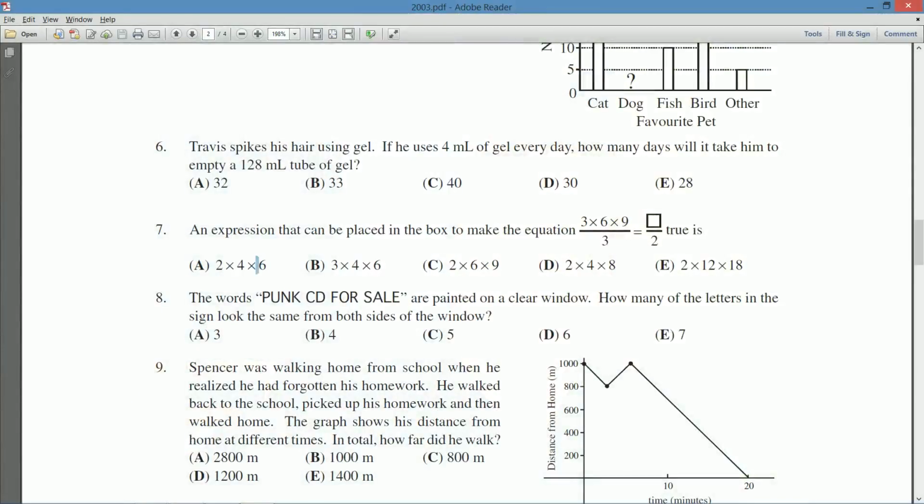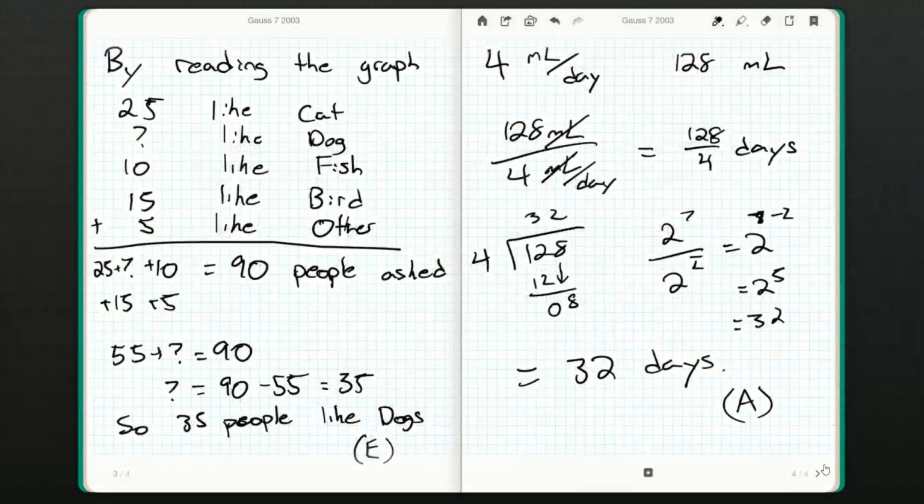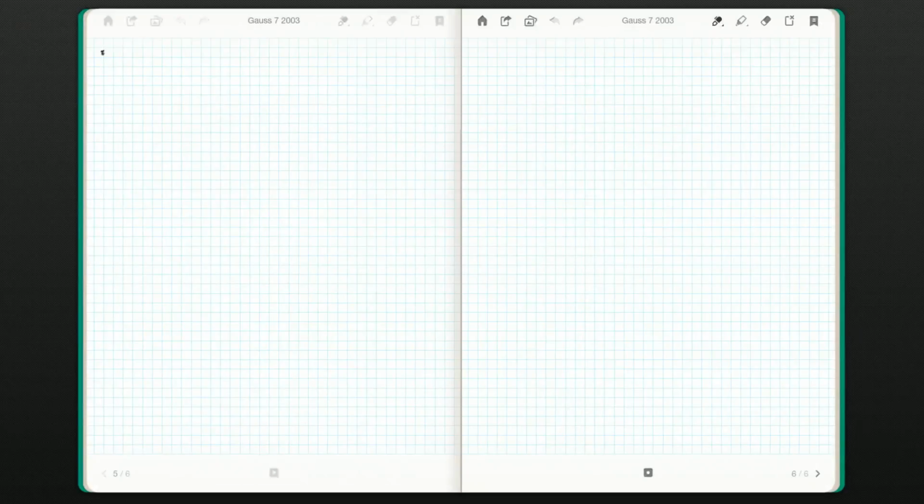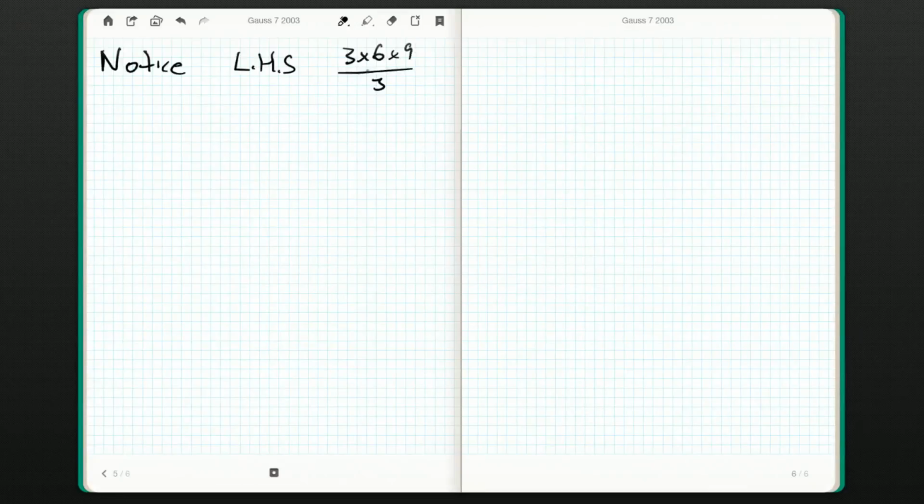We'll try plugging in A into the box and work out what both sides are. Now, we could work out the left side, because that's not going to change. We can work that out. The 3's are going to cancel. We'll be left with 6 times 9. Okay. So the left-hand side of the equation is 3 times 6 times 9 all over 3.